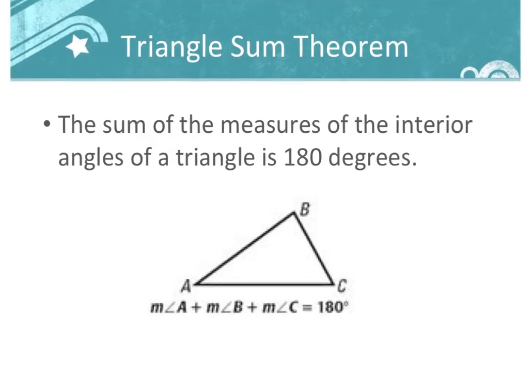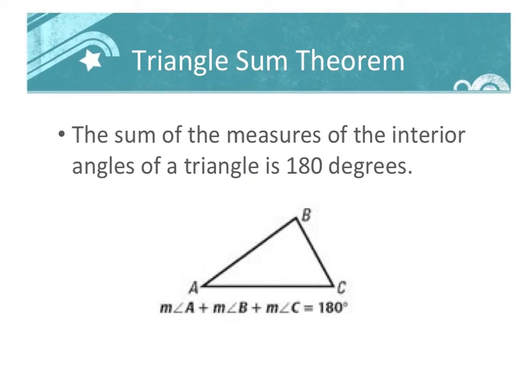Okay, triangle sum theorem. The sum of the measures of the interior angles of a triangle is 180 degrees. So the measure of angle A, which is this one, plus the measure of angle B, which is this one, plus the measure of angle C, is going to equal 180 degrees. Always, always, always.